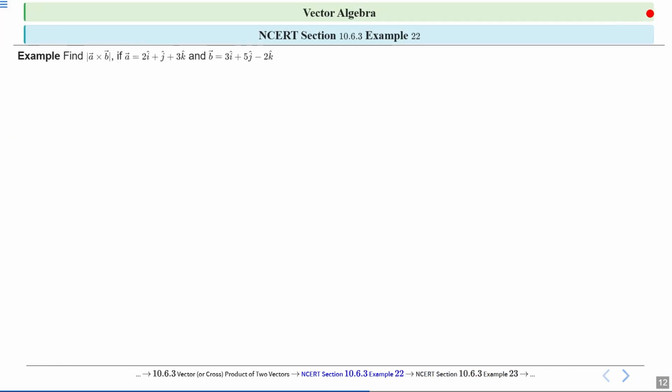Now NCERT section 10.6.3 example 22. The question asks us to find the magnitude of a cross product, written as magnitude of A cross B, where A vector is 2 i cap plus j cap plus 3k cap, and B vector is equal to 3 i cap plus 5 j cap minus 2k cap. Notice that i cap, j cap, and k cap are the unit vectors along x, y, and z axis respectively, right?